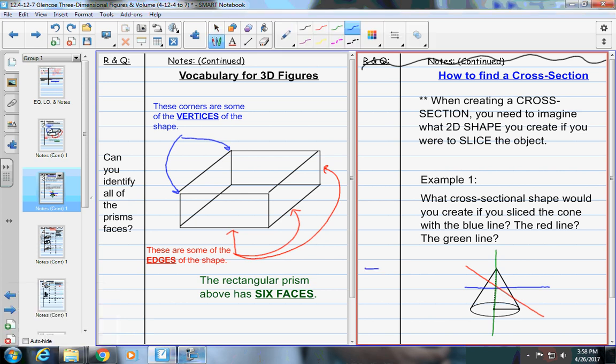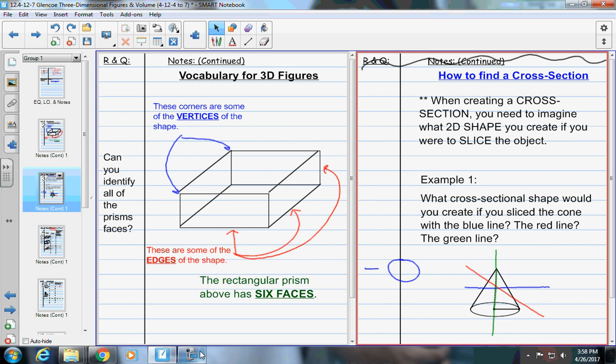Okay, when you slice the blue area and you were to take the top of that cone off of the slice, what shape would the bottom of the slice look like? Yeah, you're right. It looks like a circle because you slice the cone parallel to its base, which also is the shape of a circle.